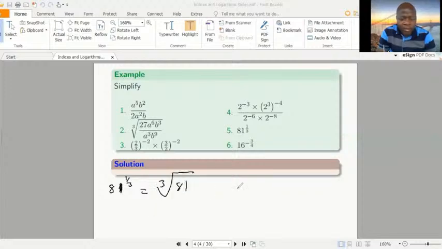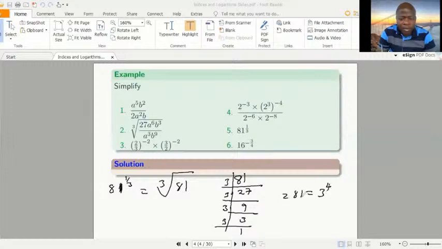Now, let me see. I can write 81 as a product of its prime factors. So 81, I know that 3 would go there, 27, and that 3 will go into 27 9 times, and that 3 will go into 9 3 times, and 3 will go into itself 1 time. That means that 81 is the same as 3 raised to 4.